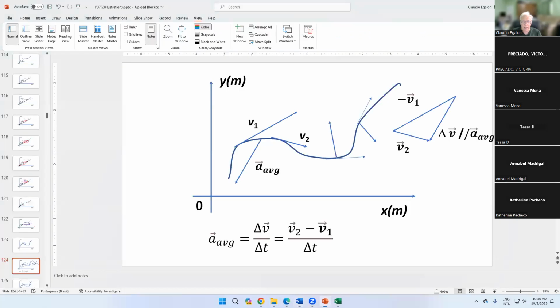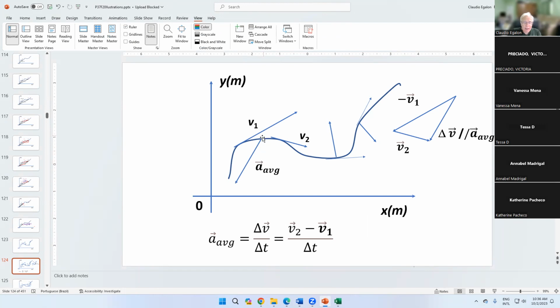And before we go to that, let's do the second one here. If we repeat that for those two pairs, V2 and this other one, we get something similar.